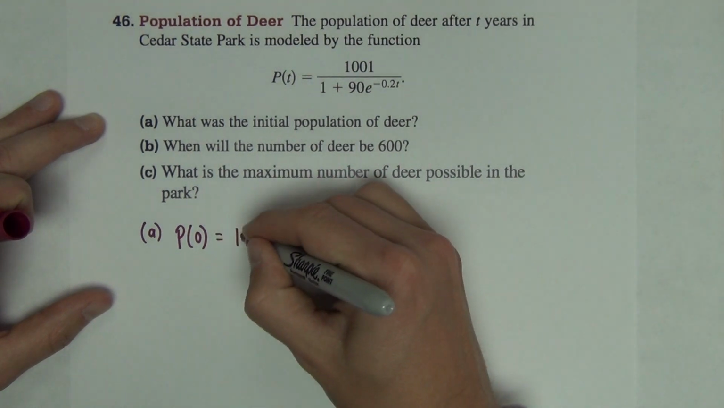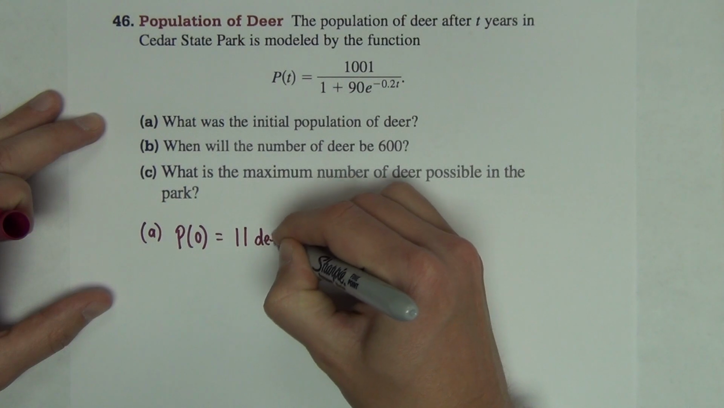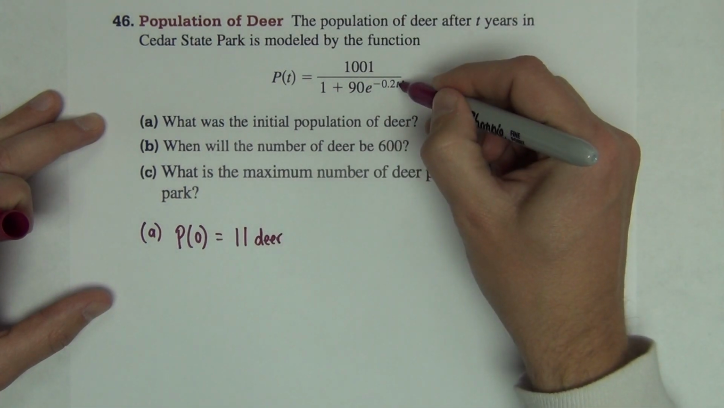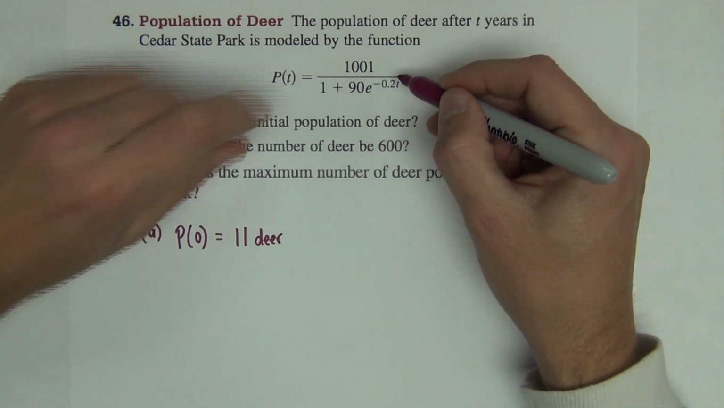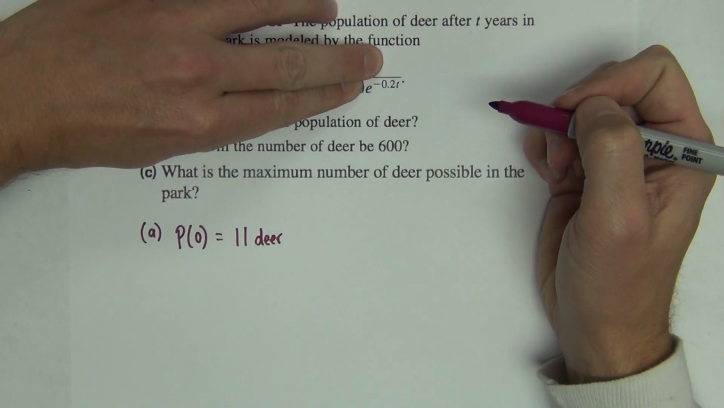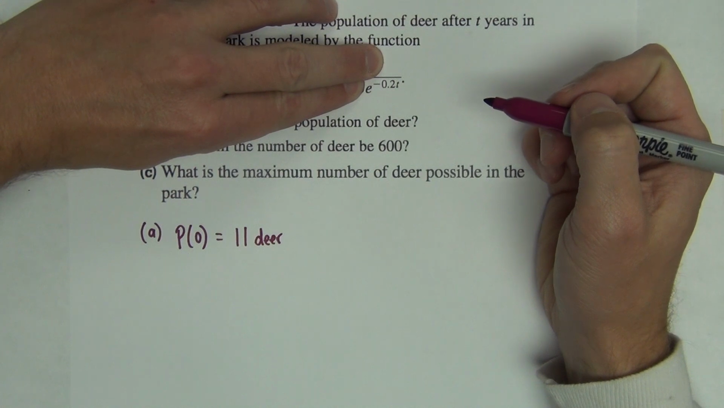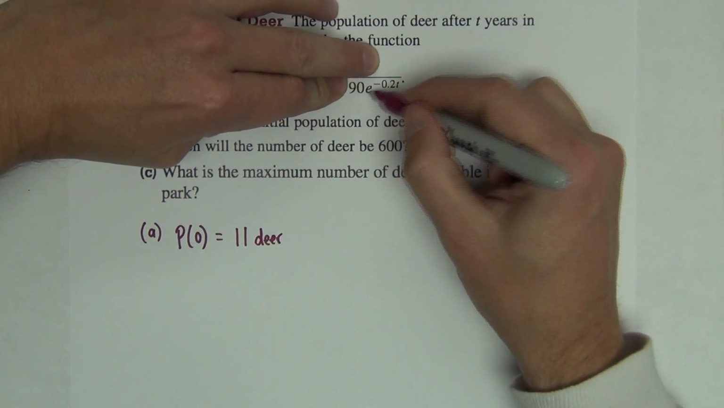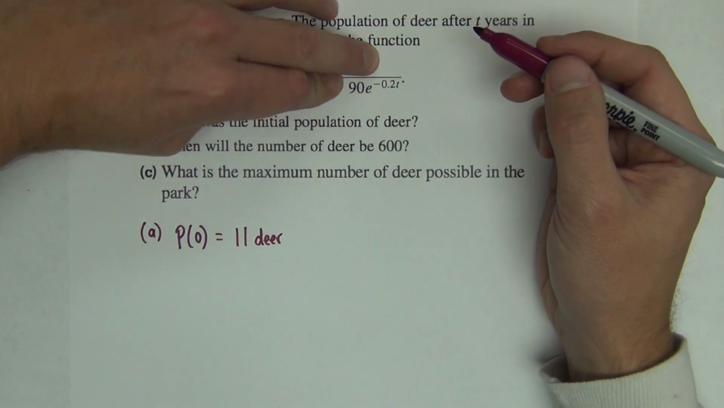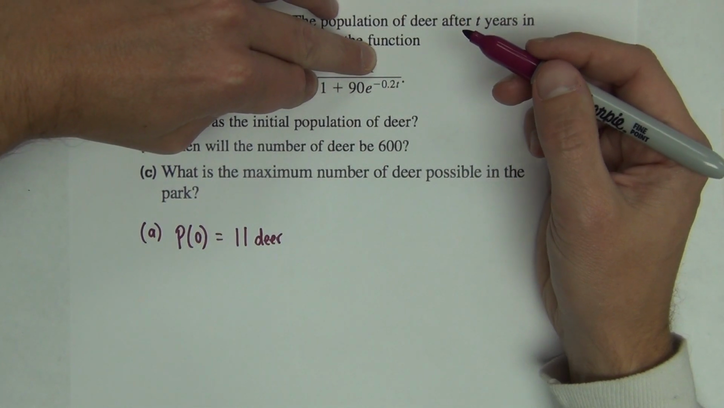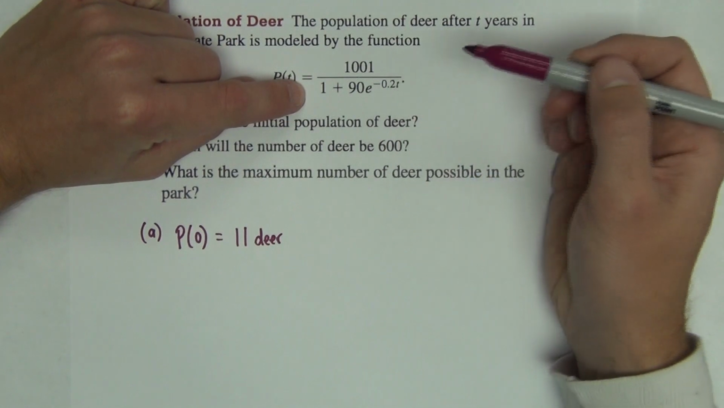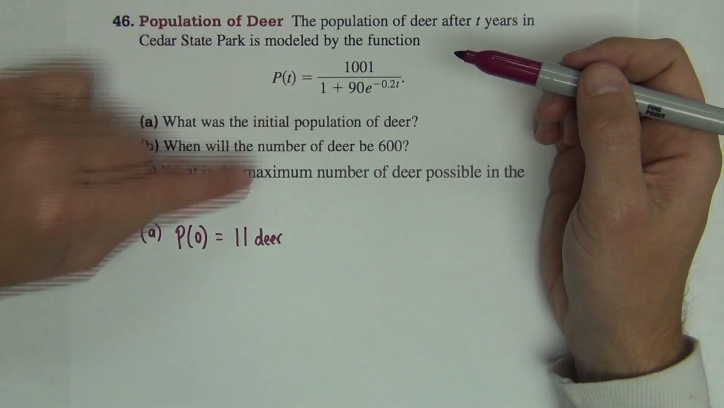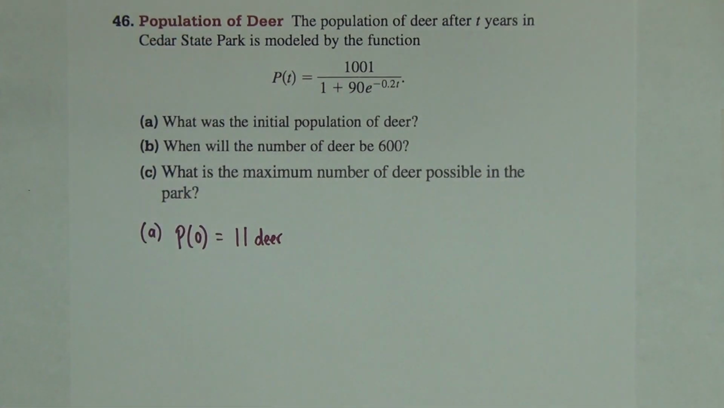It's going to be 11 deer. If t is 0, then this becomes e raised to the 0, and e raised to the 0 power is just simply 1. So if that's 1, this is really 90 times 1, which is 90, plus that 1 is 91. So I was able to quickly do 1,001 divided by 91, which is not a very difficult one to evaluate there. And that's 11 deer. So that was the initial population of deer.